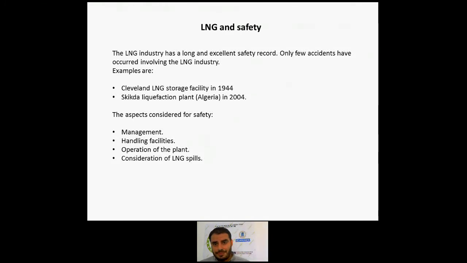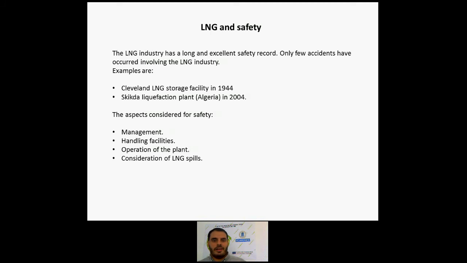Those other fuels also ignite with lower concentrations in air. For example, gasoline has a lower flammability limit, LFL, of only 1.4%, and propane is 2.1%, meaning that both can be ignited with significantly lower concentrations in air than natural gas, which has an LFL, remember, lower flammability limit, of 5%.